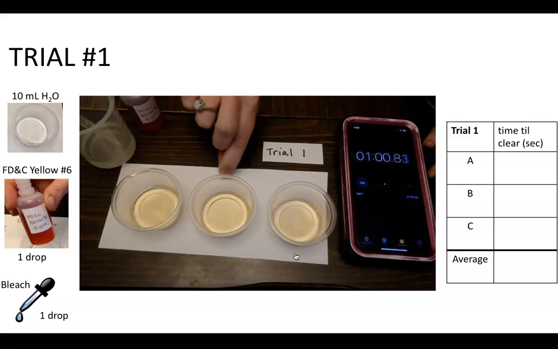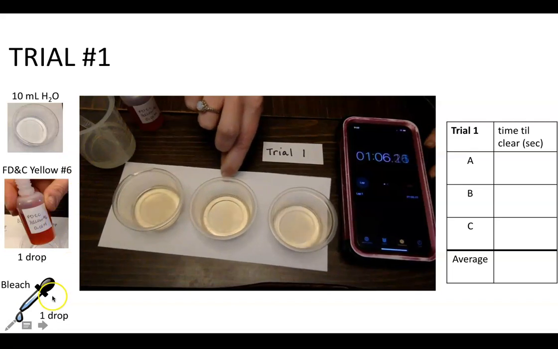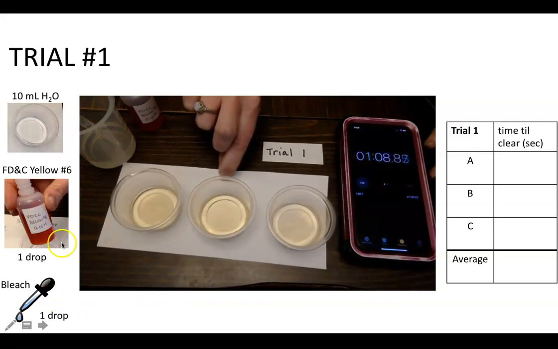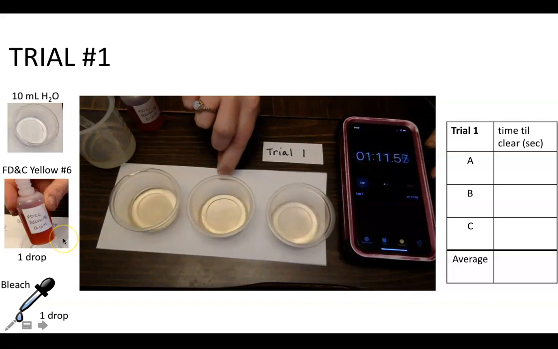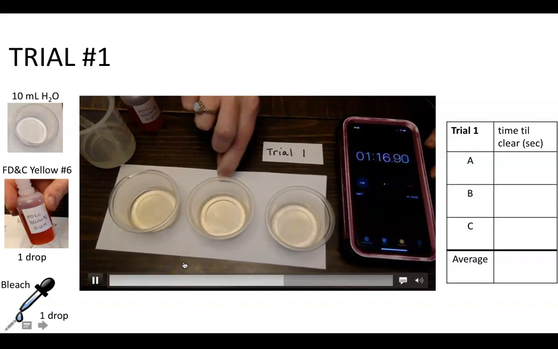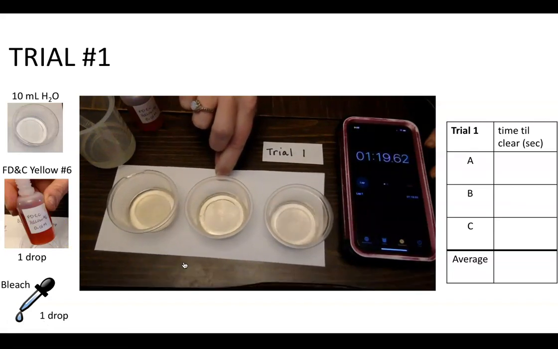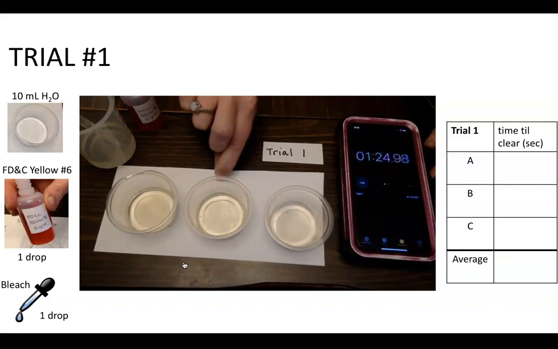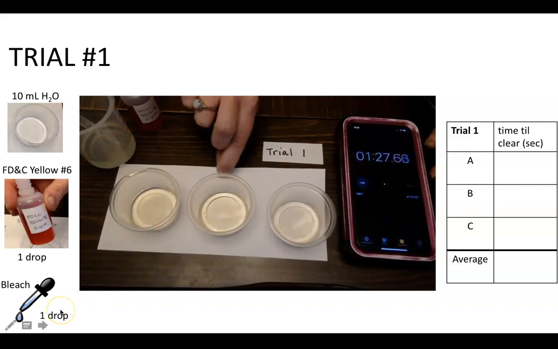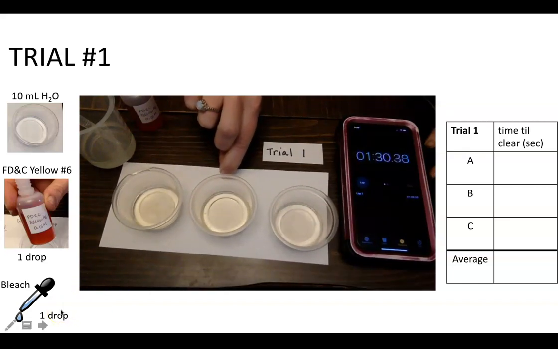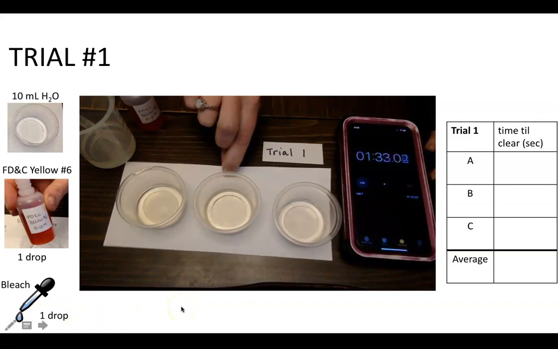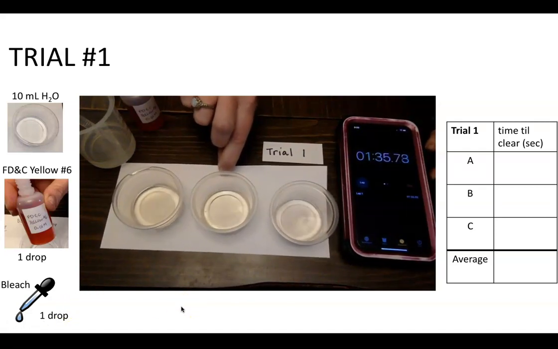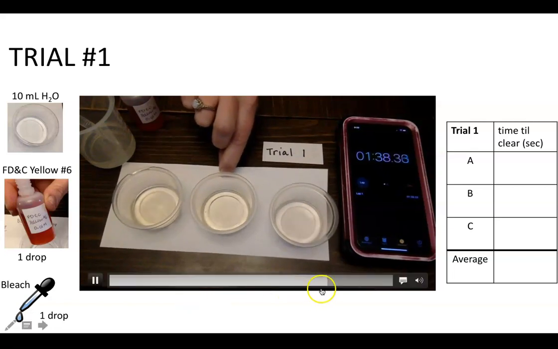Now, you'd think they'd all change at the same time. They all have 10 milliliters of water, 1 drop of dye, and 1 drop of bleach. But remember, I didn't exactly standardize this. A drop of the yellow dye might be slightly different in each cup. They might have a slightly different volume. And I used a graduated cylinder to measure those 10 milliliters of water. Also not the most accurate and precise instrument to use. And I used a dropper and dropped 1 drop of bleach. Again, those are not uniform drops. So it is very understandable that we're going to have different times for each of these.